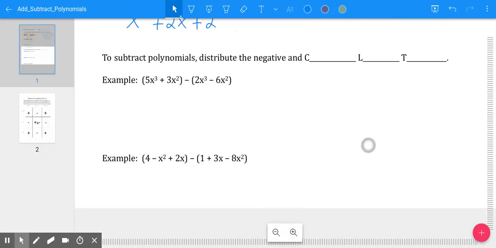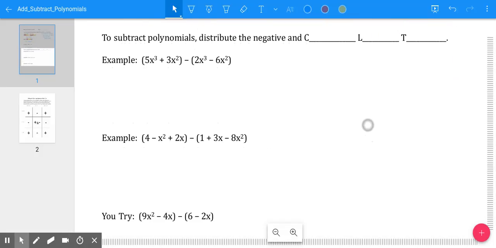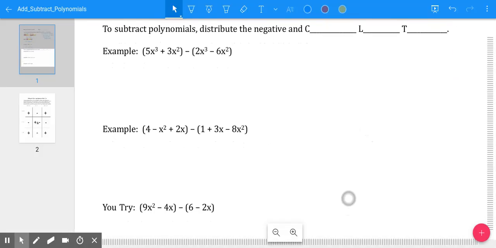Now for subtraction, the directions look very similar. It says to subtract polynomials, but then this is the new part. We want to distribute the negative and then combine like terms. So basically, we want to change a subtraction problem to an addition problem.